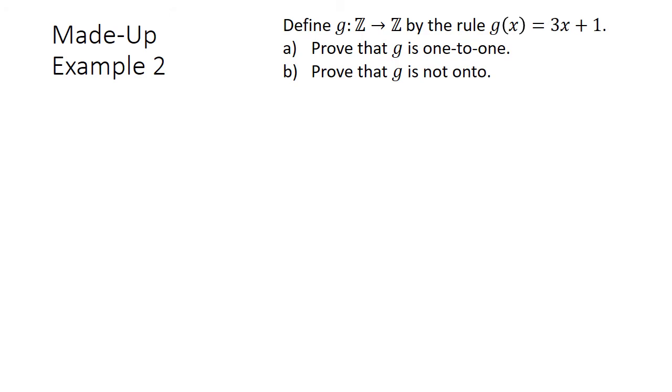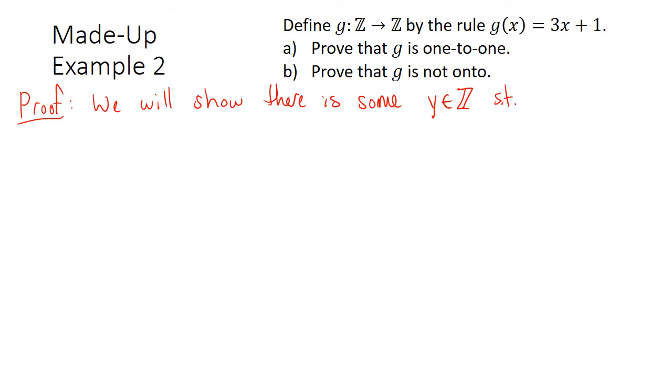Okay, so for the second part, proving that g is not onto, what you have to do is the following. We will show there is some element y of the codomain such that g of x does not equal y, so y is not produced by g of x for all elements in the domain, which again is Z. So this is our goal. We want to find some element in the codomain that is never produced by inputting anything from the domain.